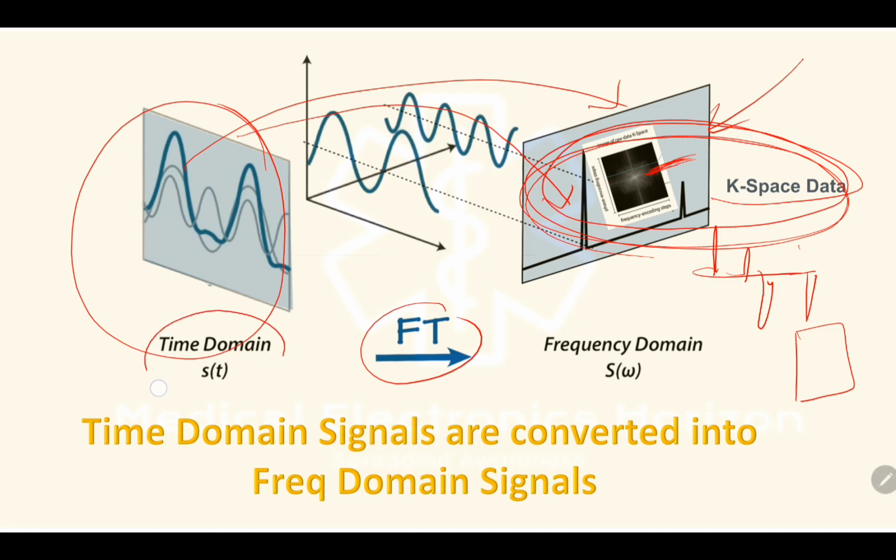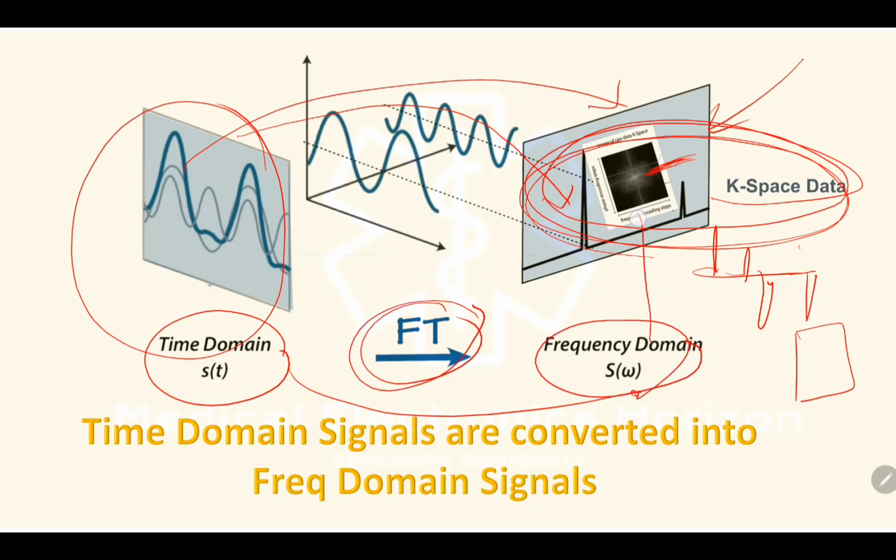Remember, that's why I'm repeating it. Time domain signal converts into frequency domain signal with Fourier transform, and that method is called K space, and the image looks like this, the K space image. This is not the actual image, this is the K space filling.